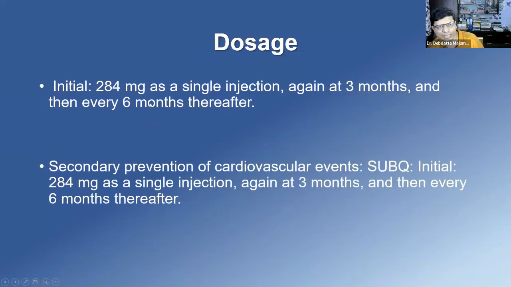What is the dose? It is available in a vial of 300 milligrams, 16 is sodium and 284 is inclisiran. The initial dose would be spaced every 3 months, and then every 6 months you inject the patient.